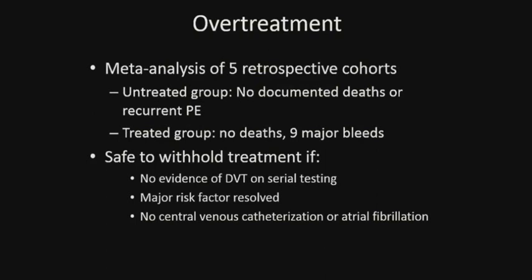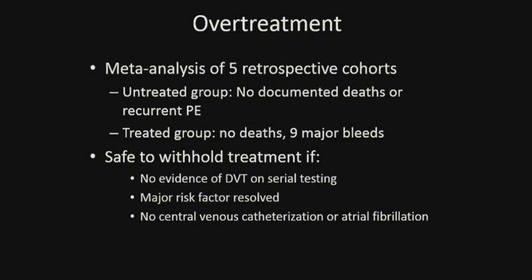So what should we do about these patients in this controversial area? Well, a meta-analysis in 2014 looked at 5 retrospective cohort studies and divided the groups into untreated and treated patients. In the treated patients, as I alluded to previously, there were 9 major bleeds, and in the untreated group there were no documented deaths or recurrent pulmonary emboli.